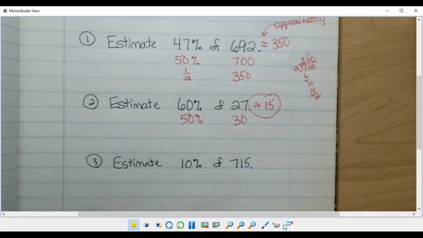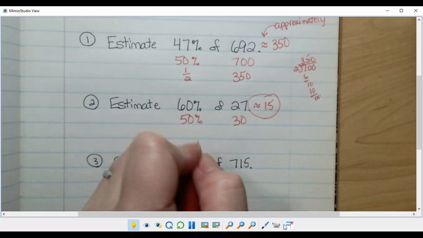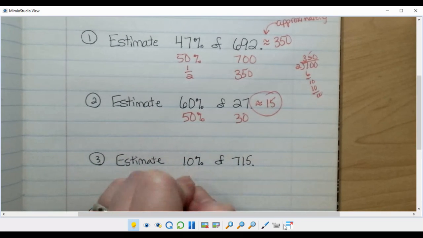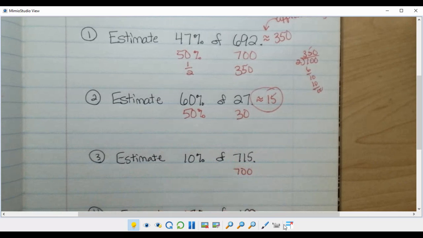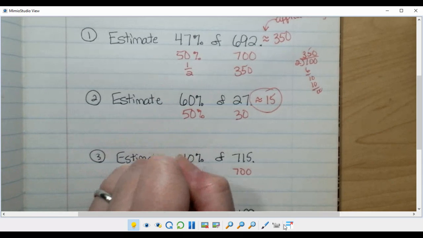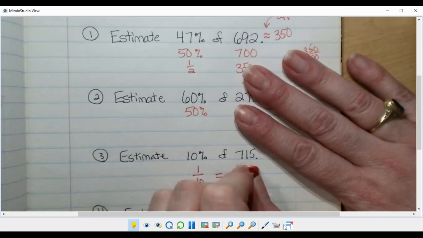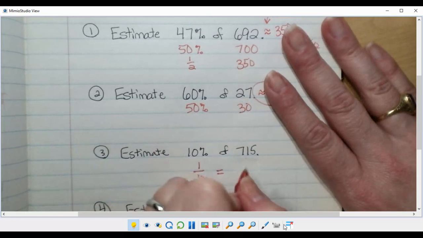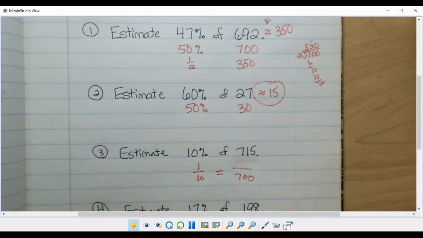Estimate 10% of 715. I'm going to leave the 10% at 10%. But I'm going to make this 715 into 700. Again, I love things that end with zeros. And it's not that far away. 700, 715, it's close enough. Instead of doing 10%, I am going to use the fraction form of 1/10. Actually, I'm going to write this down a little bit further. And I'm going to use my equivalent fraction knowledge to figure out my answer here.